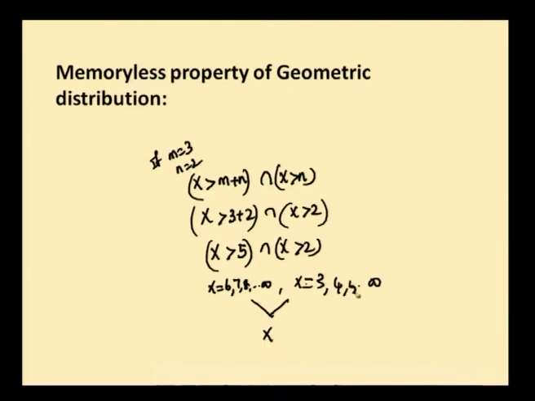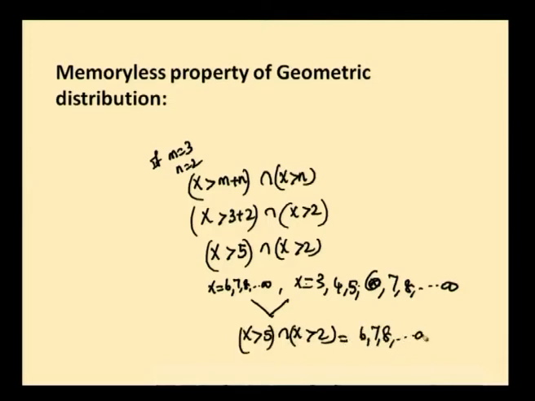Here 3, 4, 5, 6, 7, 8 etc. is going to come. So the intersecting area of x greater than 5 intersection x greater than 2 is going to be equal to 6, 7, 8 etc. up to infinity, which is nothing but P of x greater than 5. What is that? m plus n, because you have taken m plus n as 5 and 2 as m, so we arrived at x is greater than m plus n, the smaller area.